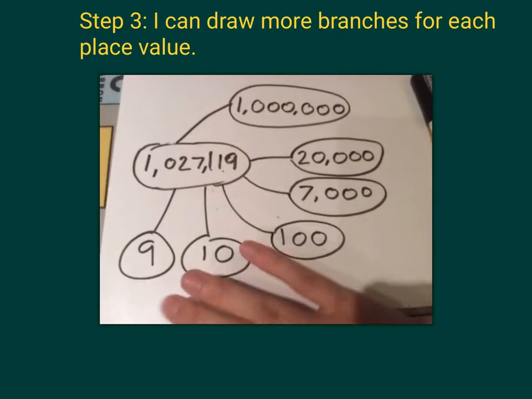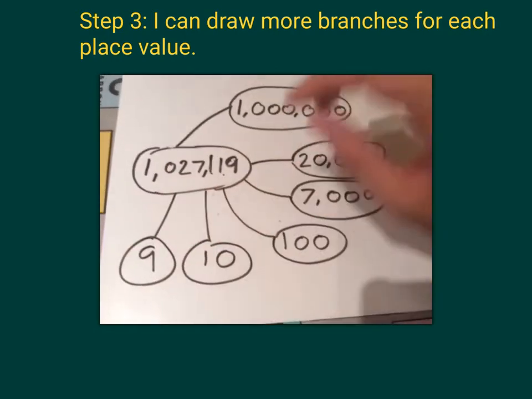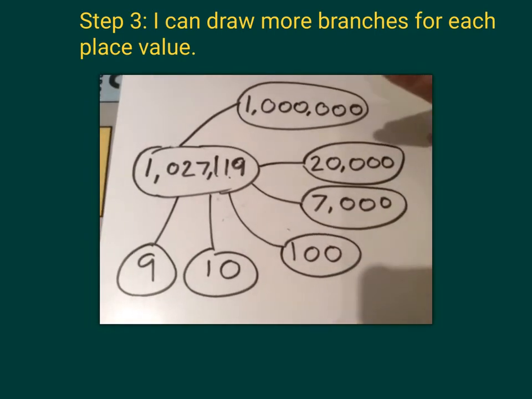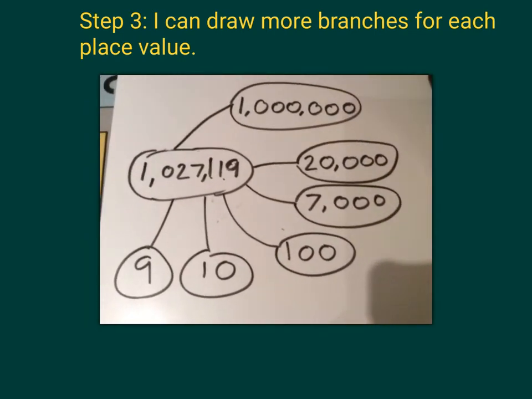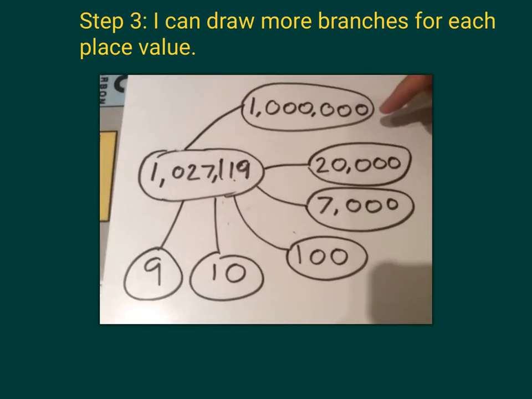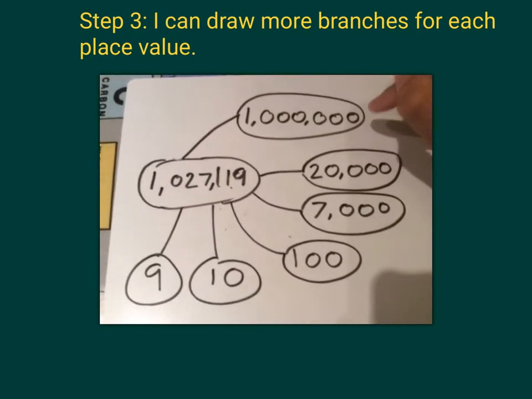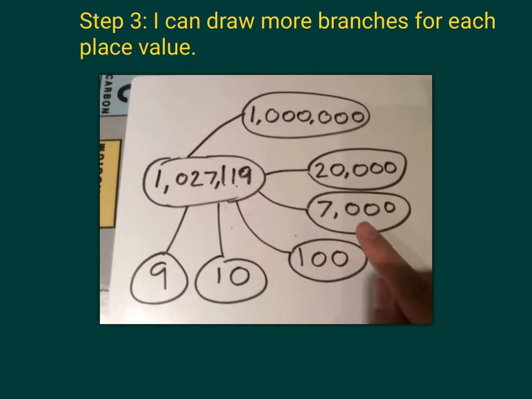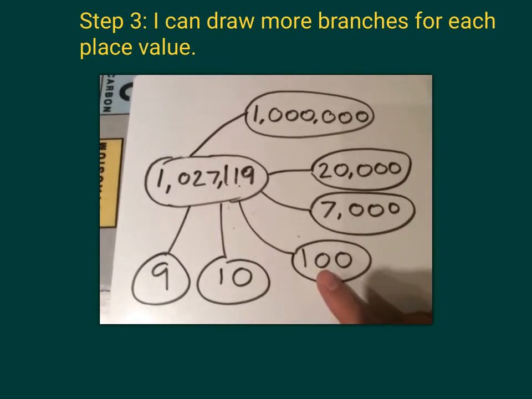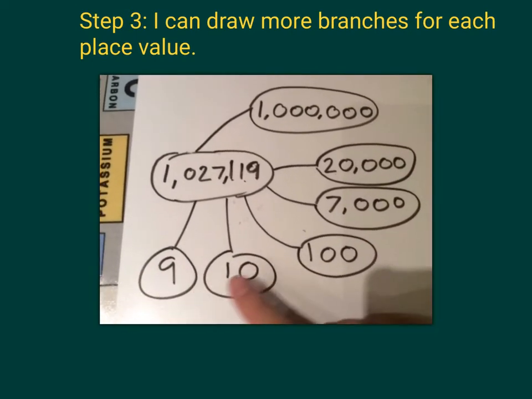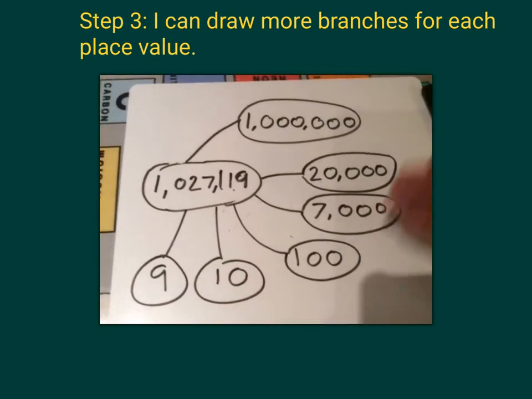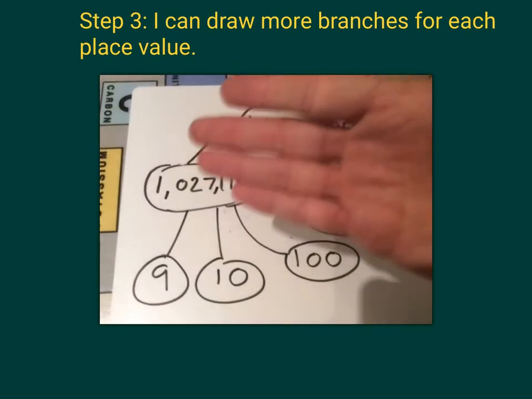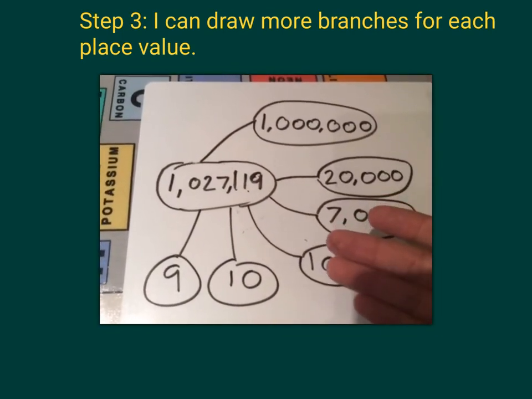So as you can see, we've broken this very large number down into smaller chunks, which should help us to be able to read and understand the place value. So again, like the place value grid, we start off with the largest place value, which in this case is this number here. So we can now say we have 1,027,119. That is using a stem and tree diagram to help us to understand, read, and write the place value.